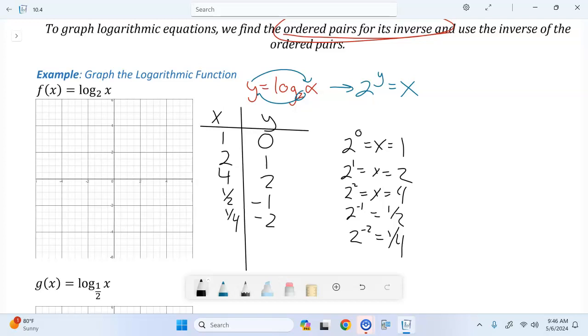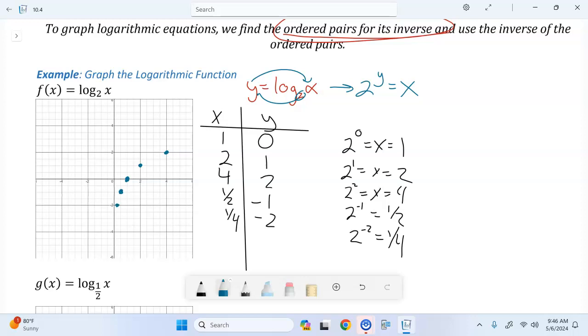So now we've found our ordered pairs. We just plugged in y instead of x to get the x instead of the y. We did the inverse. We flipped it. And so we can graph the point (1, 0), (2, 1), (4, 2), and then we can also graph (1/2, negative 1), (1/4, negative 2).